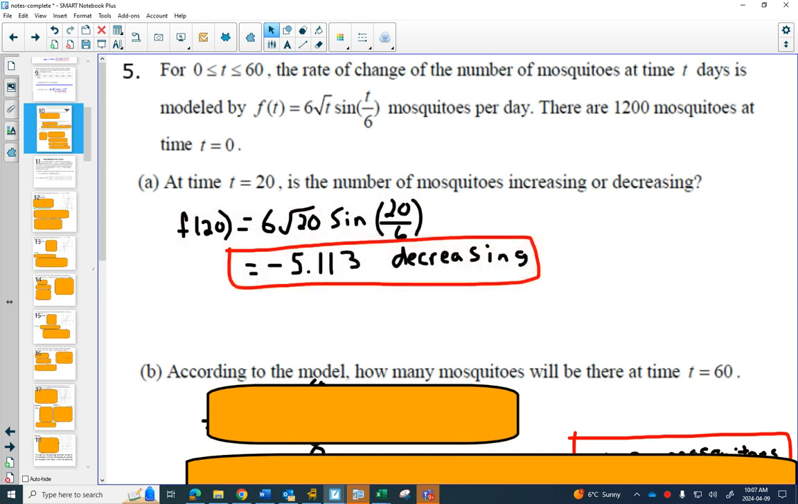Since this is the rate already, we can think of it like a derivative. It's giving us the rate. So if we want to find out if something is increasing or decreasing, we just need to find out if the rate is positive or negative. So I plug in 20, calculator question, 3 decimal places, and you get negative 5.113. This tells us that it is decreasing. The original function would have to be decreasing at that time.